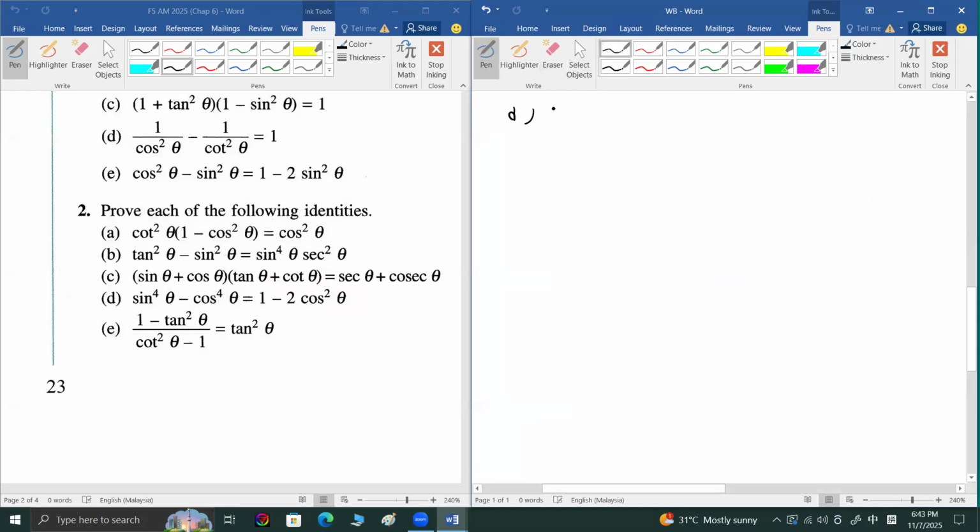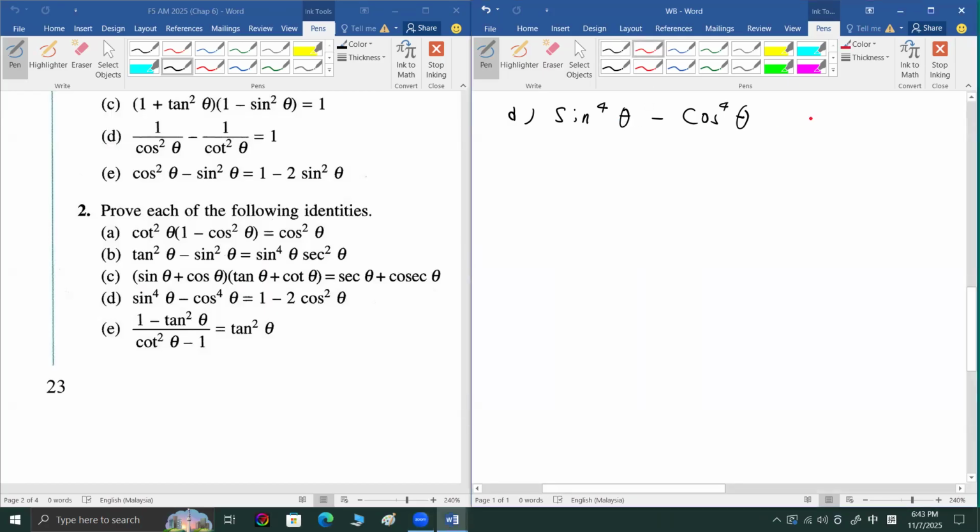Class, let me explain D to y'all. We got sine minus cos power 4. Okay, so since Yan Sim and George and also Ray, you all can get this, right? What about you, Chia? Can get or not? Can get also. Okay, most of you can get, huh?